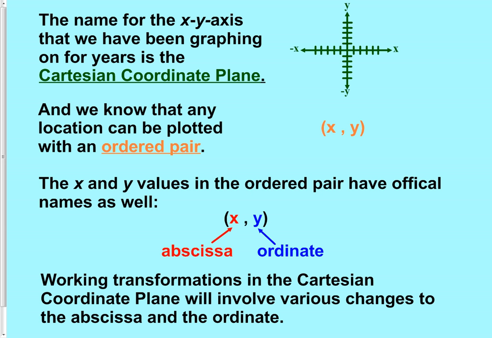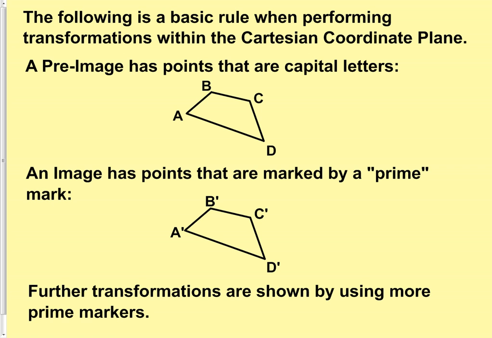Okay, so anyway, our pre-image has corner points that are capital letters, and our images have prime markers on them. And of course, as we transform figures over and over again, they go from single prime to double prime to triple prime and so on.